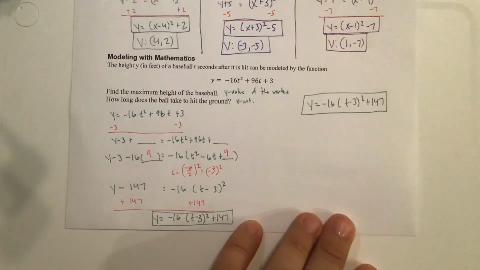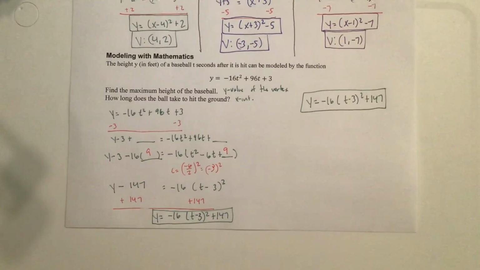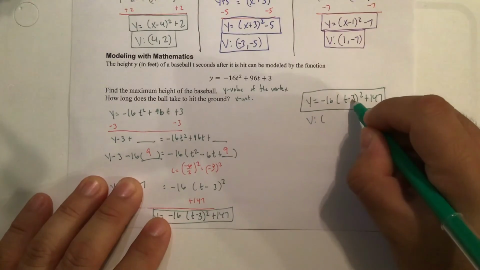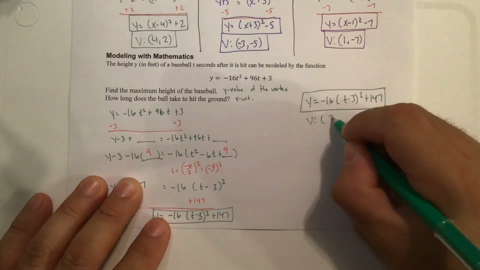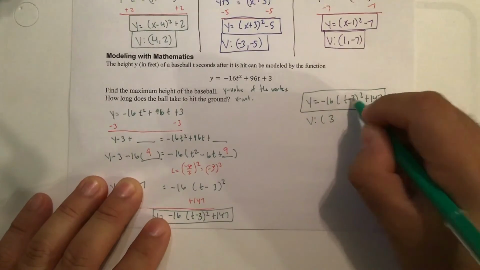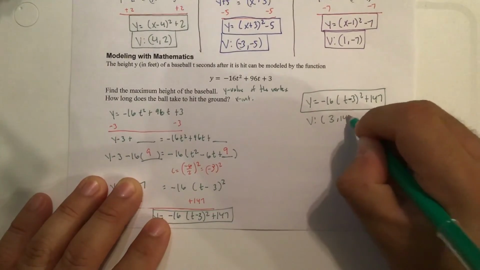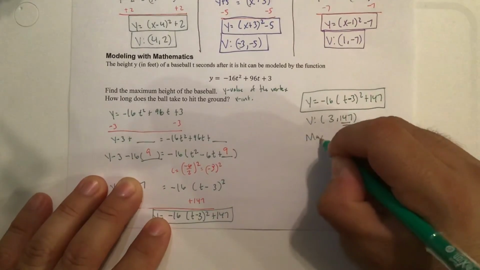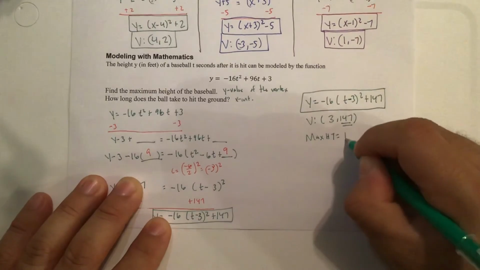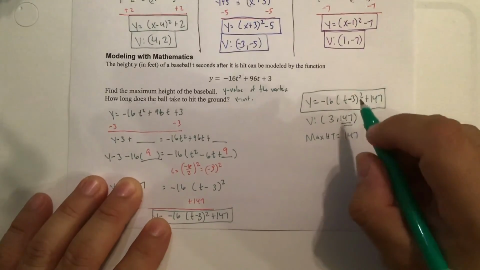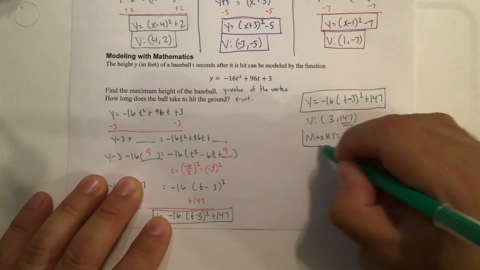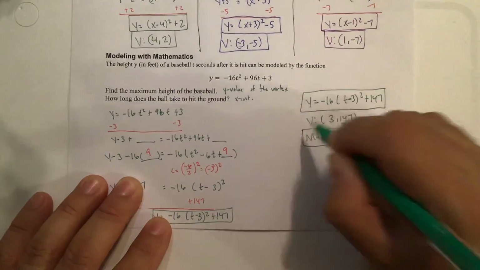All right. So from here, it does say find the maximum height of the baseball. So if I'm looking at the vertex, h is, if this is t minus 3 squared, this becomes a positive 3, and my k value is going to be 147. So the max height is right here. So the max height for the baseball is going to be 147, and I'm pretty sure this is in feet. Yeah, in feet. So there is the max height of the baseball, 147 feet.